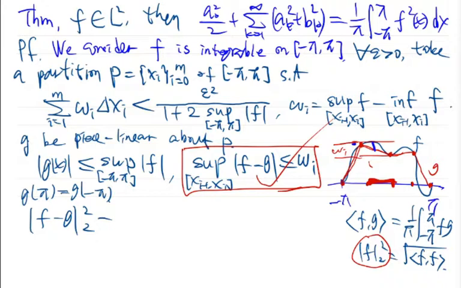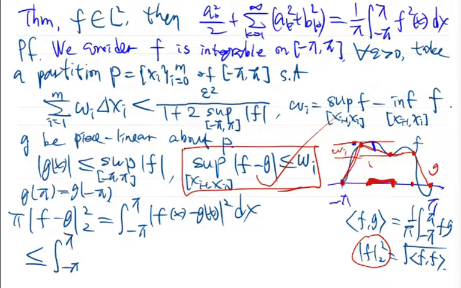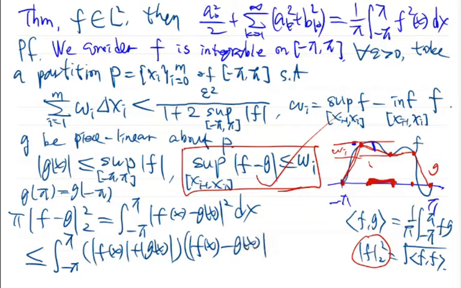So this by definition is the integral, 1/π times the integral from −π to π of |f(x) − g(x)|² dx. And this can be estimated below as the integral of |f(x) + g(x)| times |f(x) − g(x)| dx.